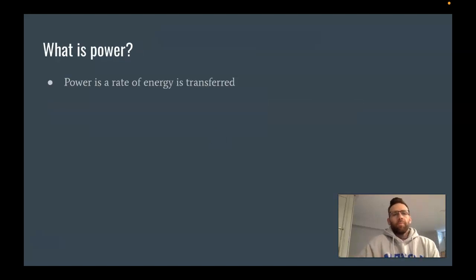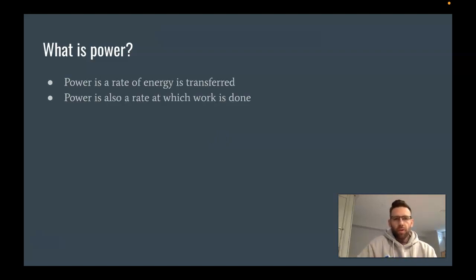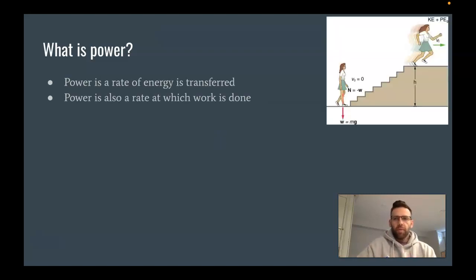So what is power? Power is a rate of energy that's transferred. So it's a rate of energy that's transferred. And power is also a rate at which work is done. So you'll see that energy and work are very much related. When a person goes up some stairs and they're able to go up some height, and they start from not moving, but then they're going up the stairs and they're moving, they've increased their energy. They've increased their kinetic energy and they've increased their potential energy.